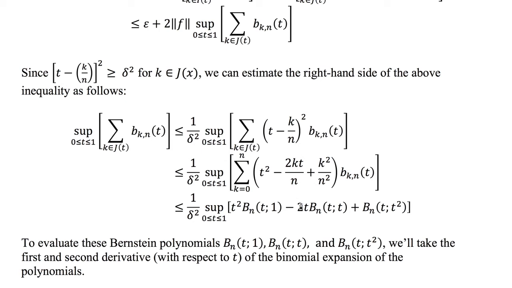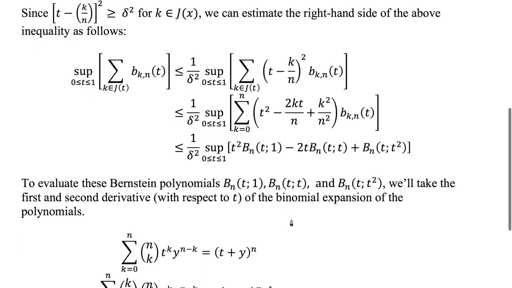And this expression here is essentially 2t times the Bernstein polynomial of t at t, because it is t over n times b_{k,n}(t). The third expression here, we know that it is k over n squared, and therefore k over n squared times b_{k,n}(t) is essentially the Bernstein polynomial of t squared at t. And we would like to directly compute these B_n(t,1), B_n(t,t), and B_n(t,t squared).